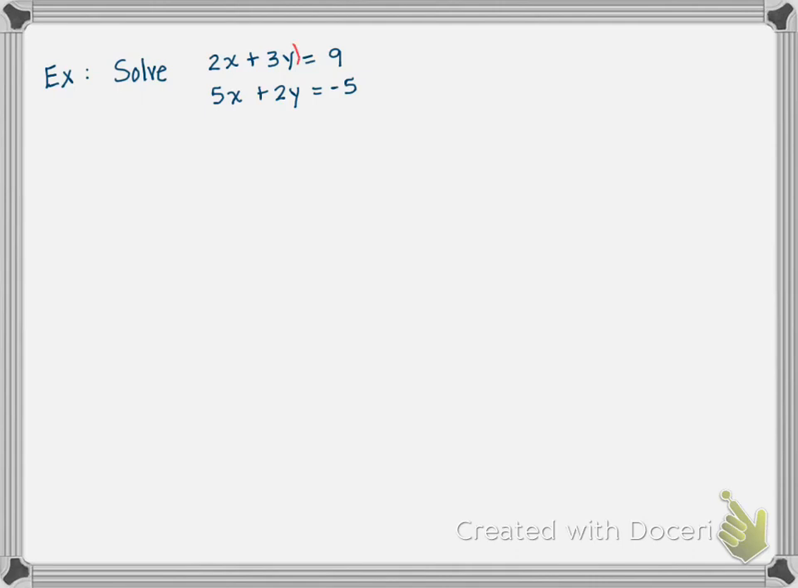So I'm going to multiply both sides of this equation by 5. Make sure you do every single term, so you want to distribute that 5. So we have 10x plus 15y equals 45. And then I want the other coefficient to be negative 10, so we're going to multiply both sides of this equation by negative 2.